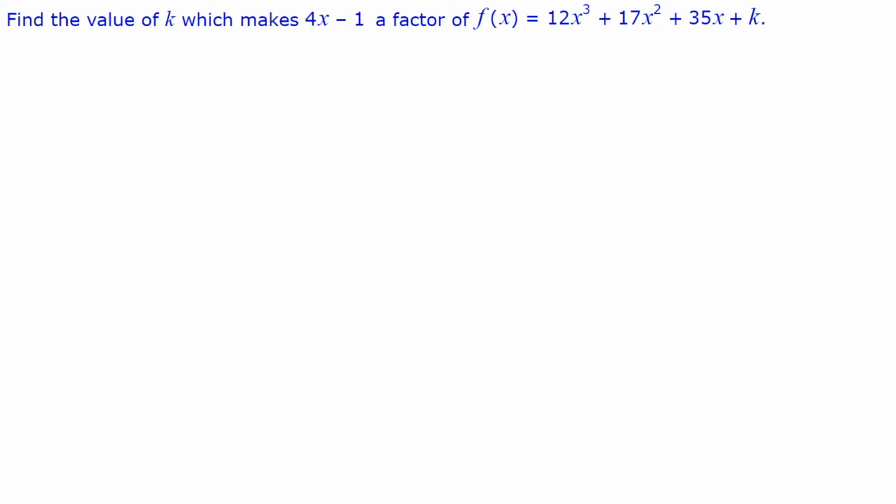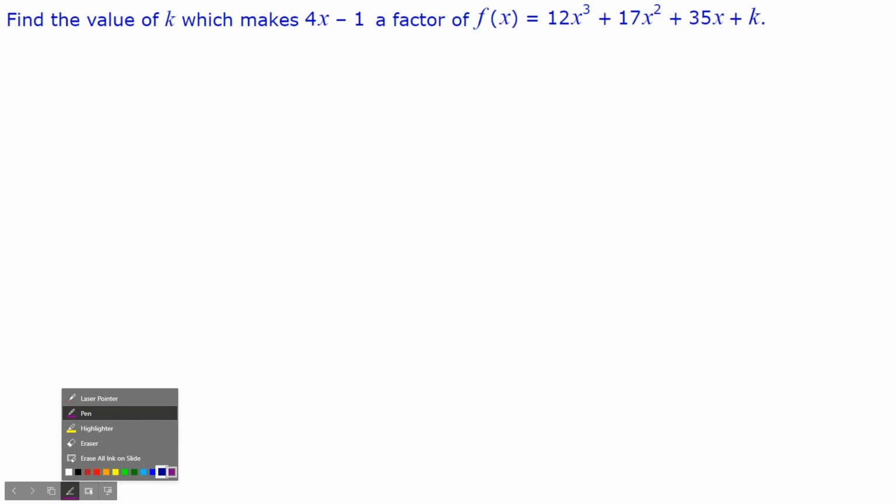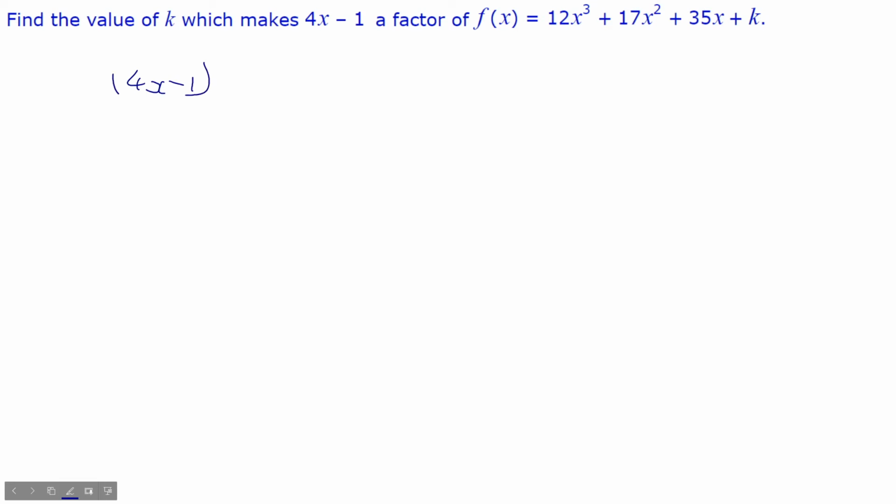Now let's combine everything we've learnt so far. So for this one, find the value of k that makes this a factor of this. So, first things first, if 4x - 1 is a factor, it means that 4x - 1 is equal to 0. And so therefore x equals a quarter is a solution.